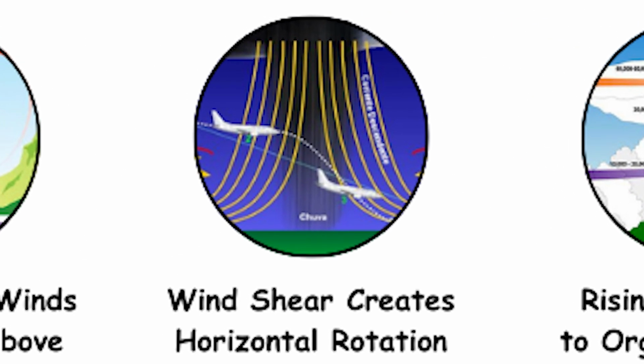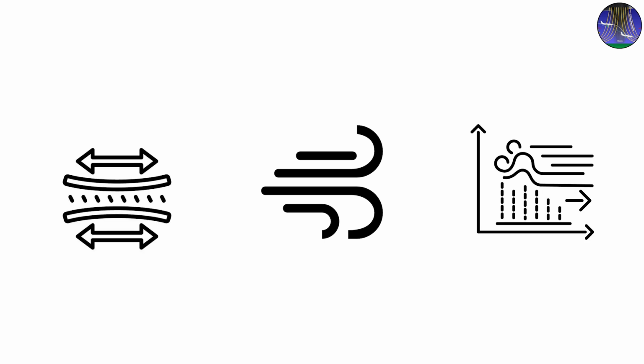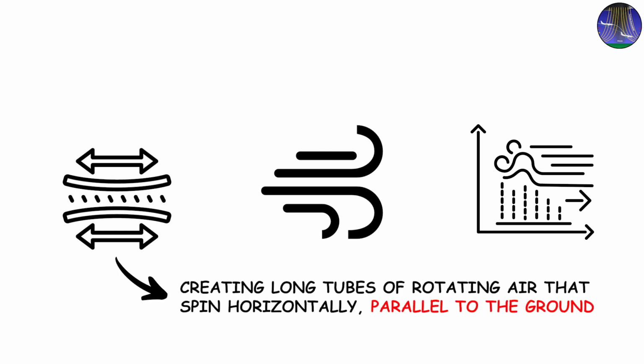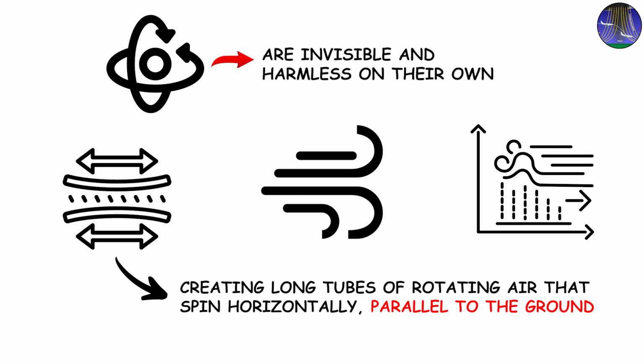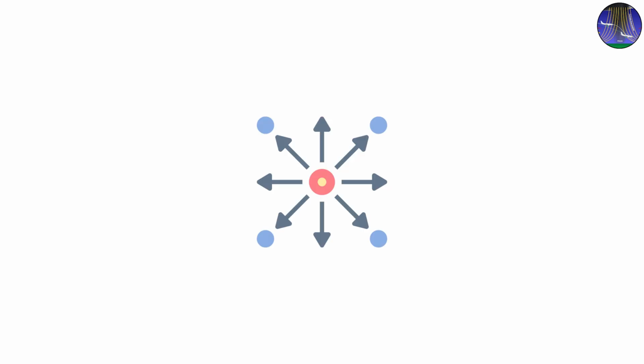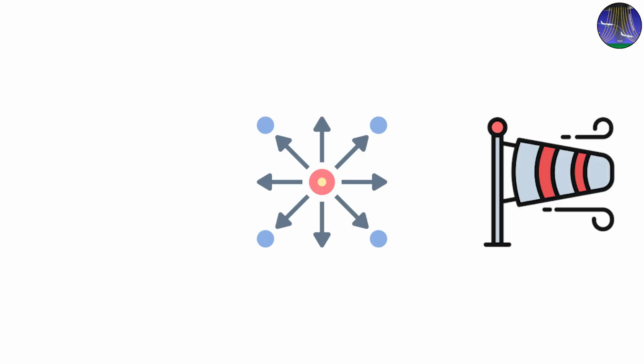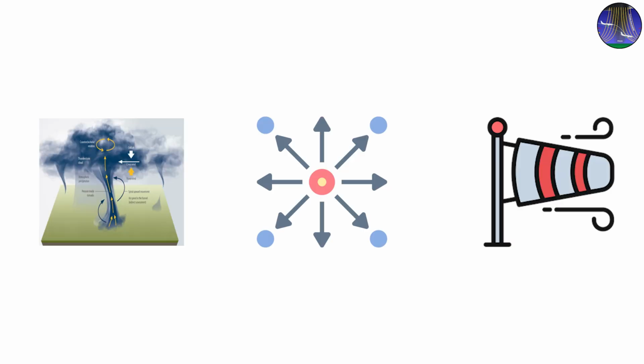Wind shear creates horizontal rotation. When fast upper winds slide across slower air below, friction forms between the layers. This friction causes the air to roll, creating long tubes of rotating air that spin horizontally parallel to the ground. These rotations are invisible and harmless on their own. They are spread out over a large area and have weak wind speeds. However, they store rotational energy that can later be concentrated and intensified.